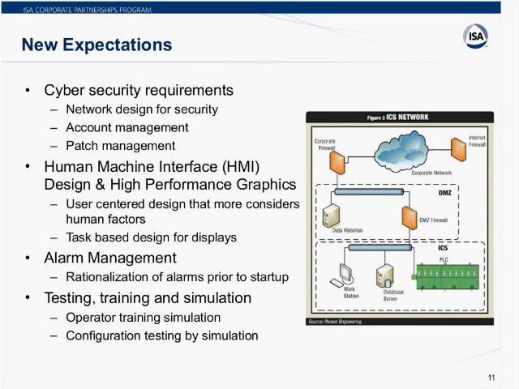spend a lot more time on the network design. Of course, as we've gone to Ethernet and the commercial off-the-shelf equipment, the cybersecurity requirements have become challenging for us in just the last few years.